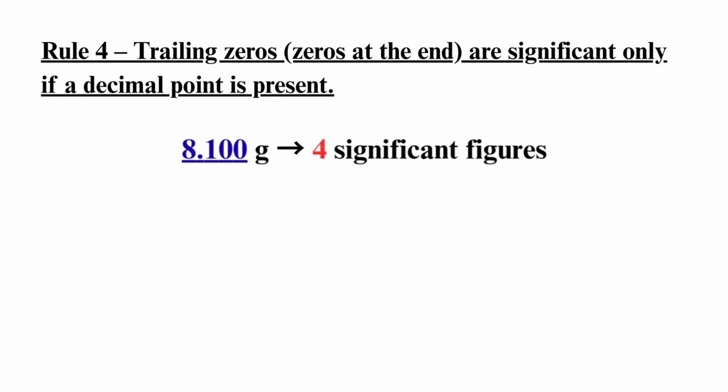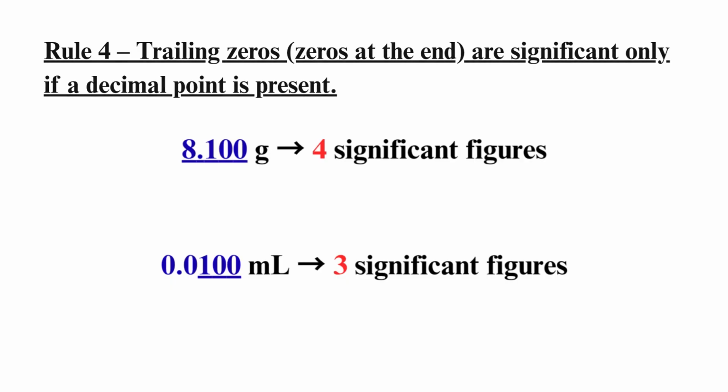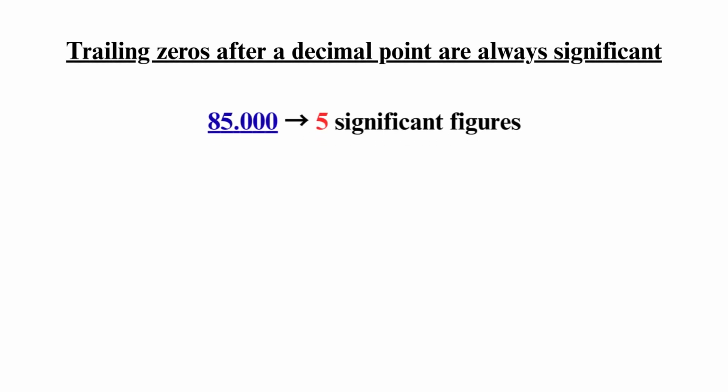Rule number 4. Trailing zeros. Zeros at the end are significant only if a decimal point is present. For instance, a mass of 8.100 grams has 4 significant figures, and a volume of 0.0100 milliliters has 3 significant figures. In both cases, the zeros after the decimal point indicate that the instrument could reliably measure to that level of detail. Trailing zeros after a decimal point are always significant, as seen in 85.000, which contains 5 significant figures.